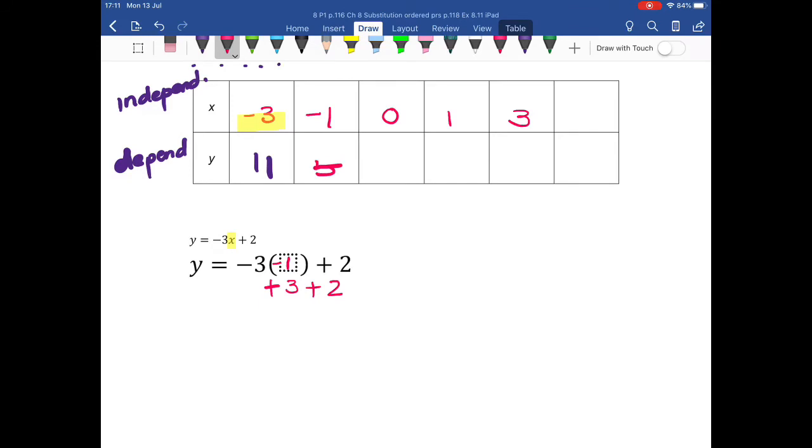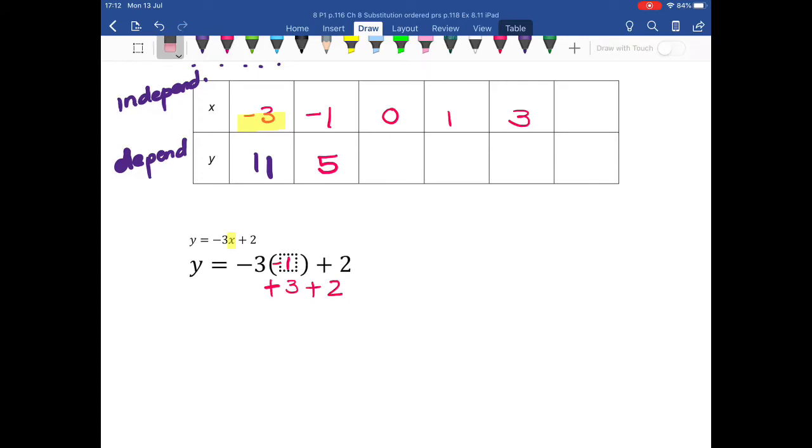Sorry about that. I don't know why it jumps around. So this is going to be 5. Let me try and do it in one brush stroke. It's going to be 5.